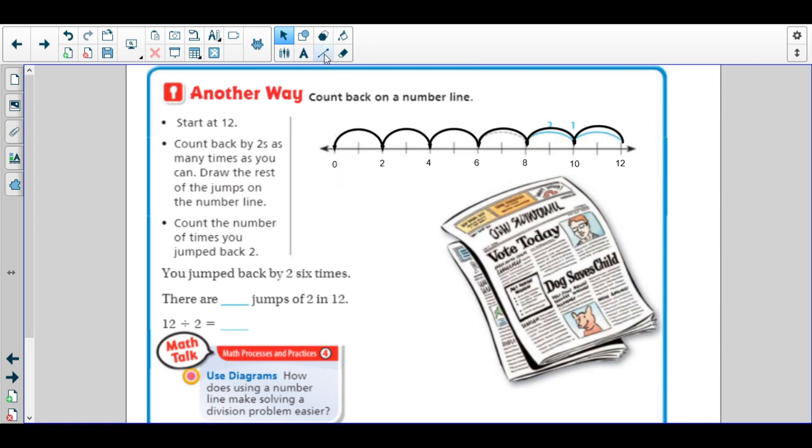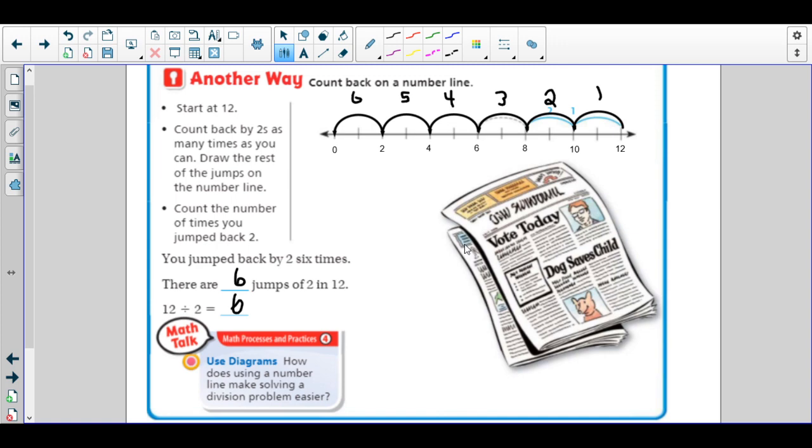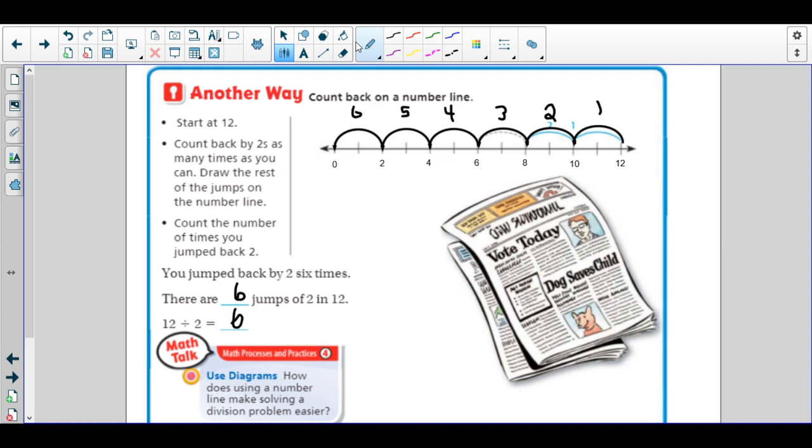So, how many of these jumps did we make? We had 1, 2, 3, 4, 5, and 6. All right, so 6 jumps of 2. So 12 divided by 2 is 6. Okay. Now, what would happen? Let's use another example, kind of using the same situation here.